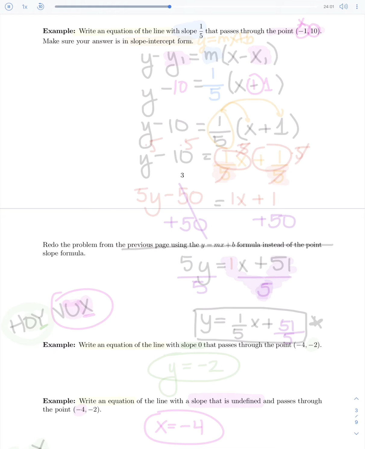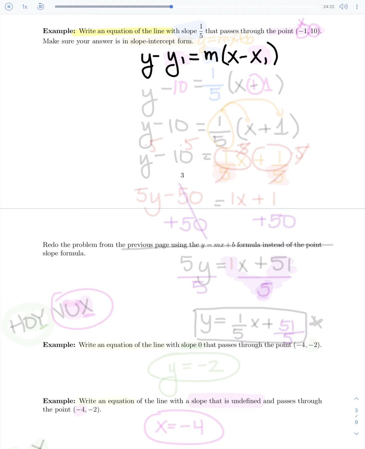Let's take a look at another example. In this next example, again, they start this off by saying that they want us to write an equation of a line. That should be your hint that I'm starting out with my point-slope form: y minus y1 equals m times x minus x1.